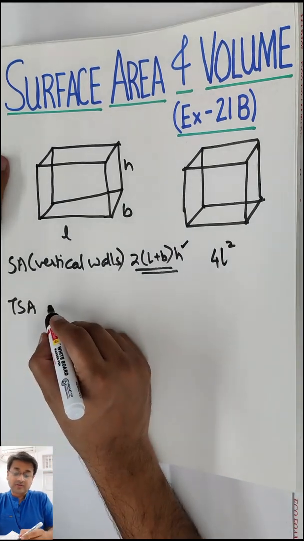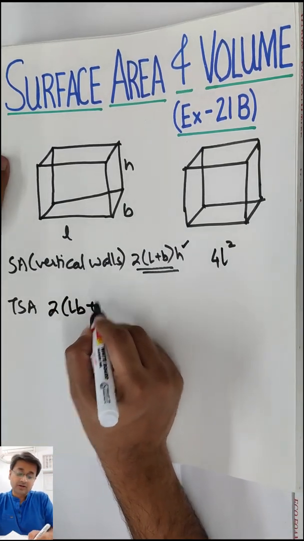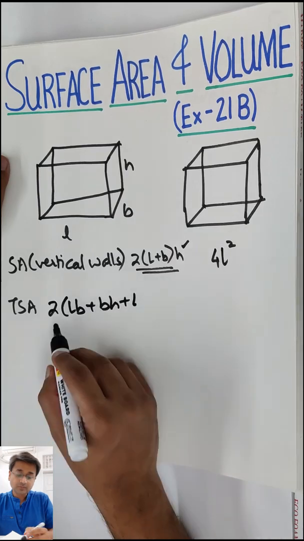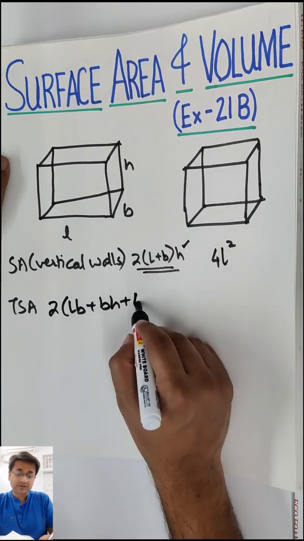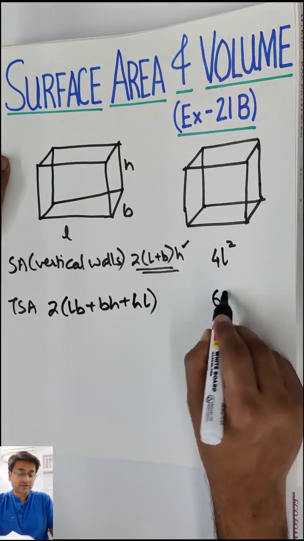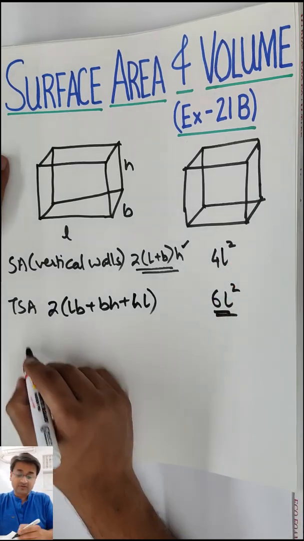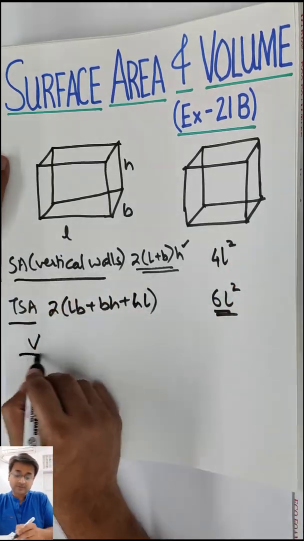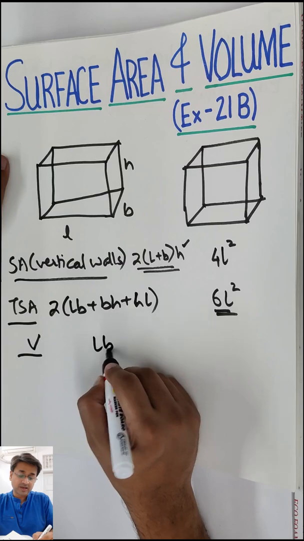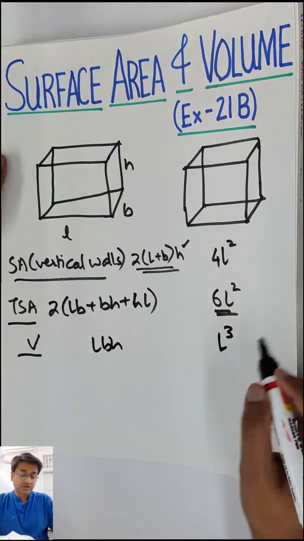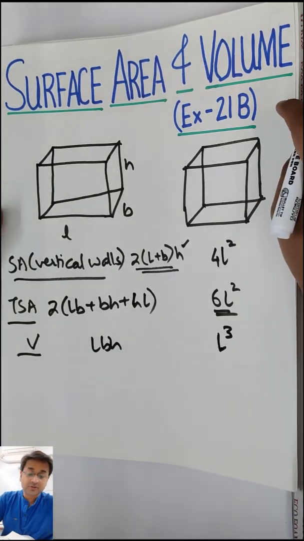And when the total surface area comes, the same earlier formula we are going to use: twice length plus breadth, breadth plus height, height plus length, and this is going to be 6L square. Okay, and finally the volume. So three parts. So volume here is going to be LBH, L cube. So these are only 6 formulae that you need to know.